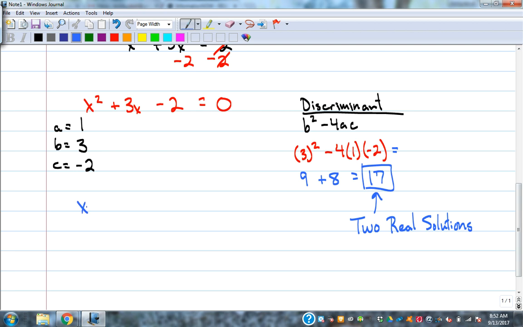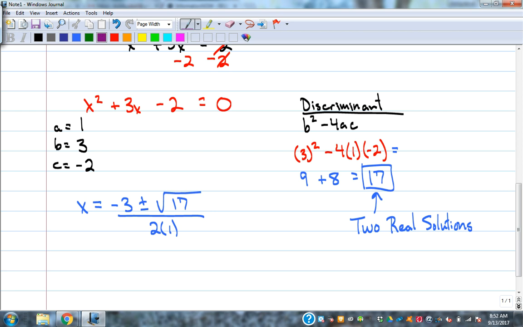So when I go to set up my quadratic formula, I'm going to do negative b, that'd be negative 3, plus or minus the radical of b squared minus 4ac. I already worked that part out. It's 17, so I'm just going to put 17 there. Over 2 times a. And then I try to simplify anything that can.